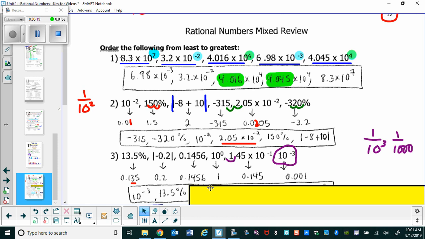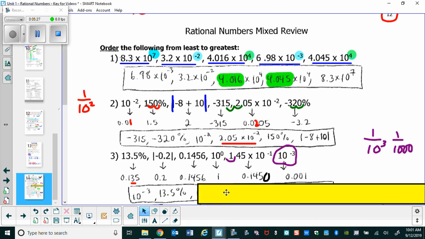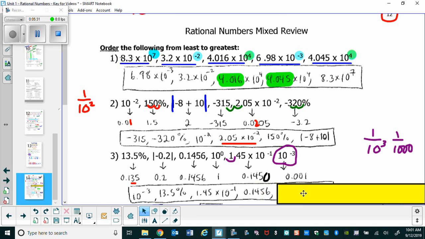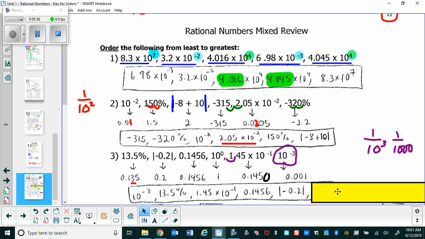Now the 1, 4, and the 5 tie. And if I put in a 0 as a placeholder, we can see that this one is smaller than the 1, 4, 5, 6. So my scientific notation number comes first, then the 1, 4, 5, 6 decimal. Then it's going to be the 0.2. And last but not least, the whole number, 10 to the 0 power, 1, is going to be the biggest number in our list. So that takes care of the ordering problems from least to greatest.